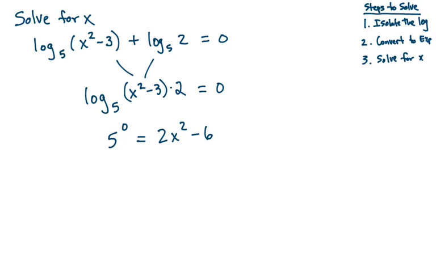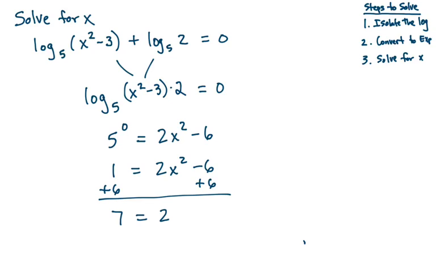So 5 to the 0, anything to the 0 power is 1, equals 2x squared minus 6. And then to solve for x, I would add 6 on both sides. And so I get 7 equals 2x squared. And I would divide both sides by 2. And I'll finish that up here. So 7 over 2 equals x squared.